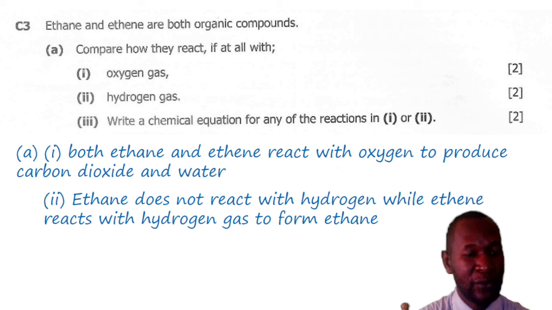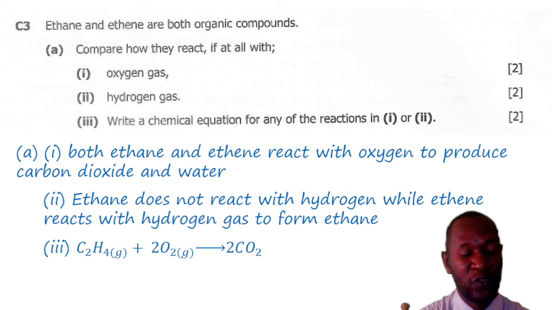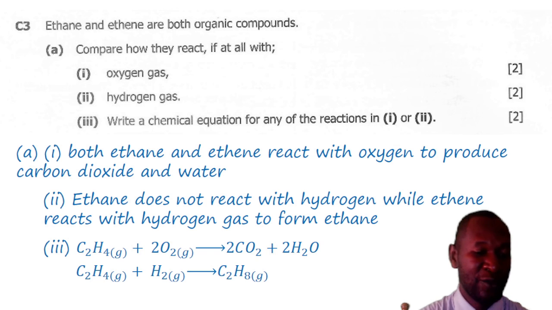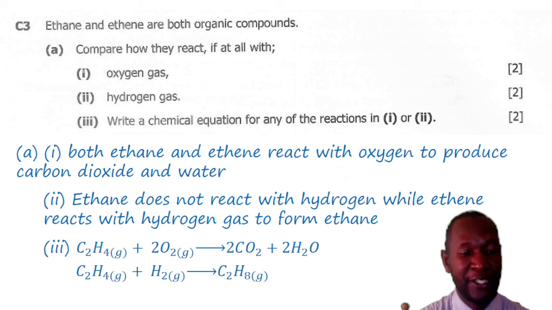So we are going to write the first reaction, which is combustion. So we are saying ethene will react with oxygen to form carbon dioxide and water. Then secondly, we are saying ethene will react with the hydrogen gas to form ethane. So that is what is known as a hydrogenation reaction. So any of the two. Okay.